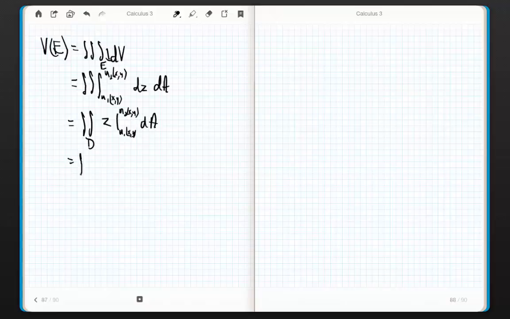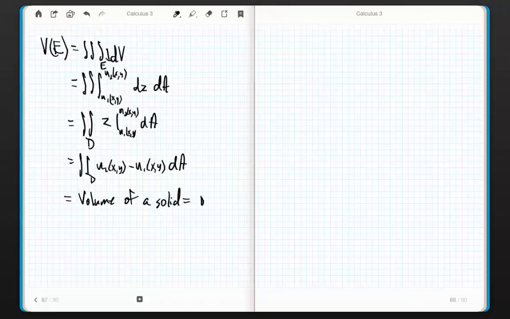This would turn into the double integral over a domain. I'm not claiming that the outside integral is x or y. I'm simply saying it's over some domain. And this is u2 of x, y minus u1 of x, y dA. And we showed earlier, I think it was section 15.3, I don't remember which section, that this is actually equal to the volume of a solid, which we are now calling an enclosure. This is just the volume of E.